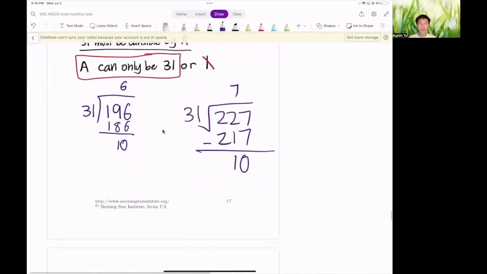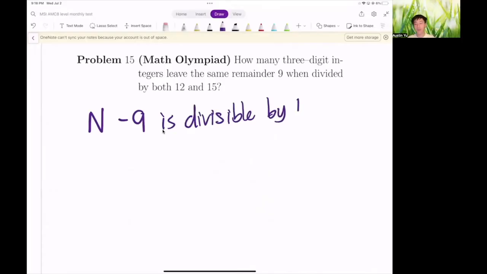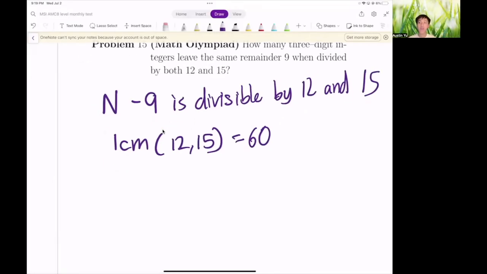Problem 15. How many three-digit integers leave the same remainder 9 when divided by both 12 and 15? So let n be such a number that n minus 9 is divisible by both these numbers, 12 and 15. So this is why we have to find out the LCM, or least common multiple. And the least common multiple in this case is going to be 60, because 60 is divisible by both 12 and 15 exactly.